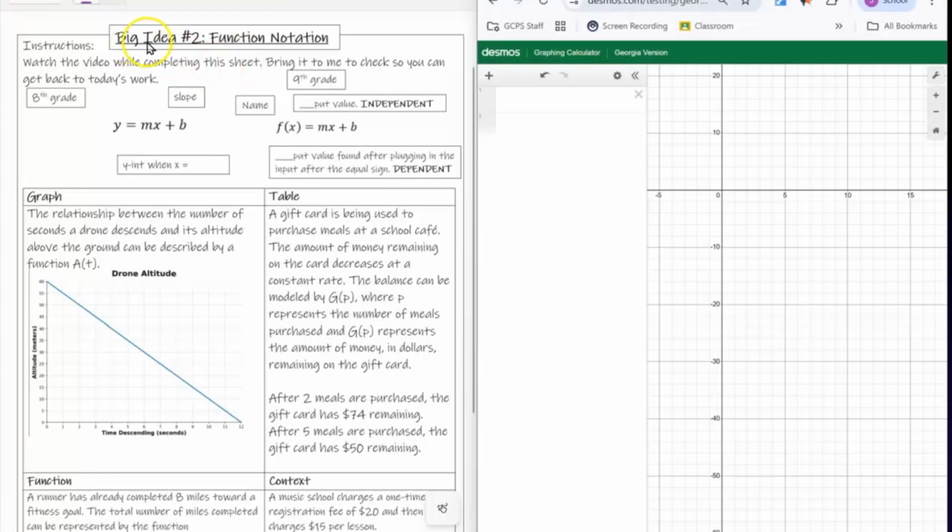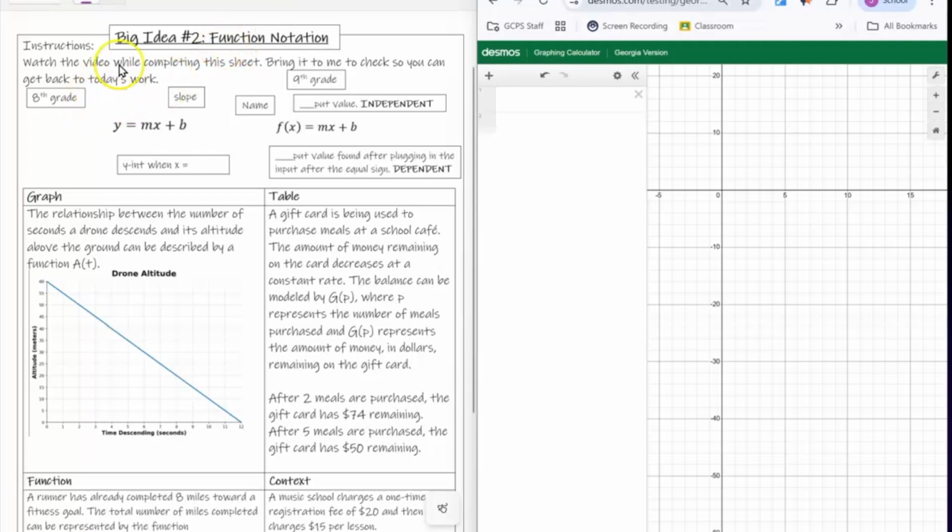So we're going to take a look at big idea 2, which is function notation. Again, as I'm filling out my paper, you're filling out your paper. The instructions say watch this video while you're completing your sheet of paper. Mine's going to be the same here, but different questions. Bring it to me to check so that you can get back to today's work. It has to be right in order for you to move on. You have to understand this big idea. It's in 3 other units. Okay, so a very, very, very big part of your EOC.